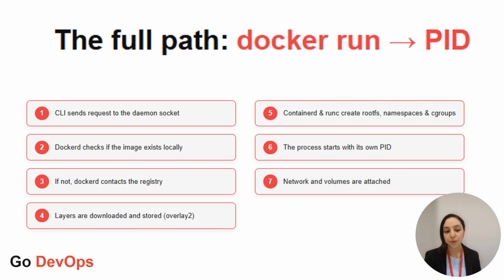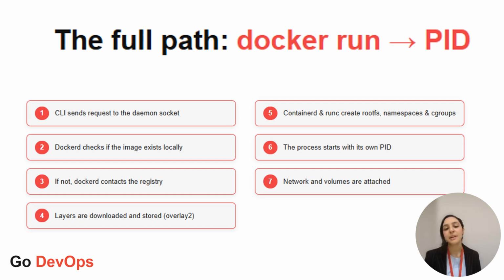Now let's walk through what really happens when you type a docker run command. First of all, the command line interface sends a request to the daemon over a Unix socket, and the daemon checks if the requested image is already available locally. If not, it reaches out to the registry and pulls down all the image layers. These layers are stored using the storage driver. And next we have the container ID and runc.